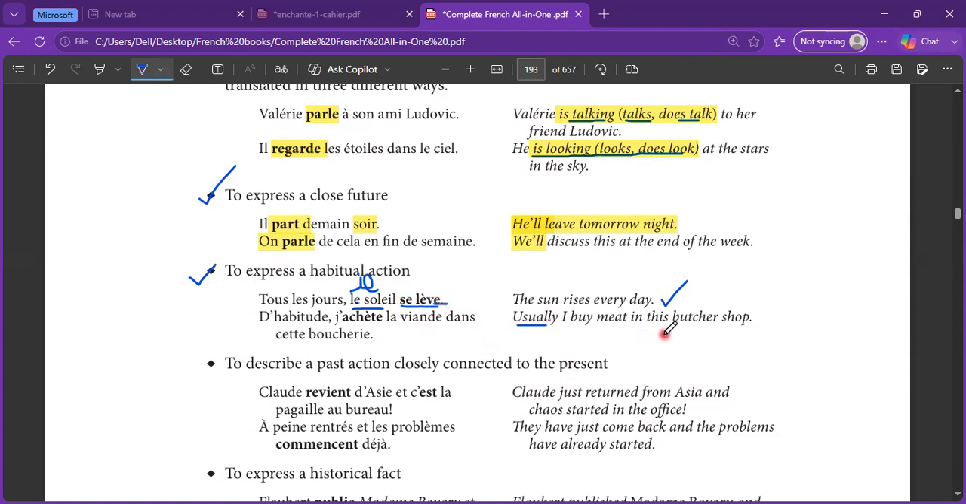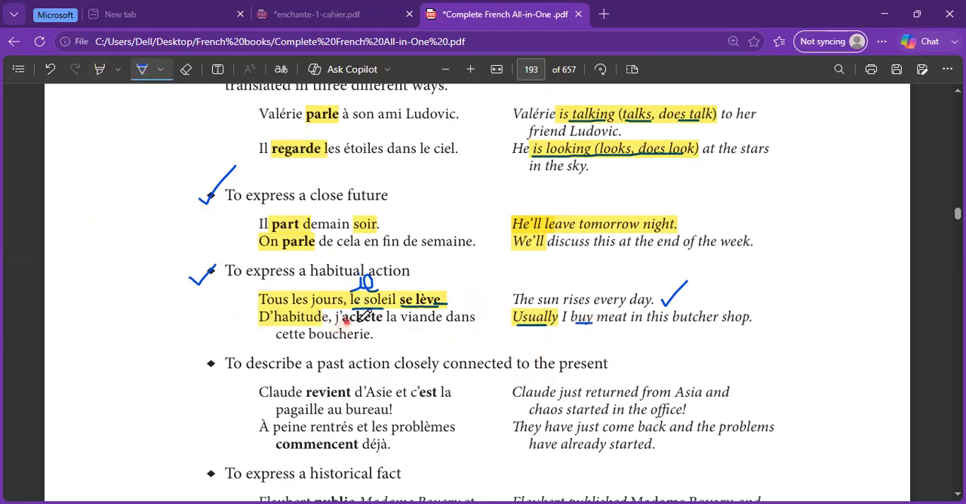Then, usually I buy meat in this butcher shop. Usually is your habit again. So usually becomes d'habitude. And then you will be using simply the présent de l'indicatif. I buy will become j'achète.